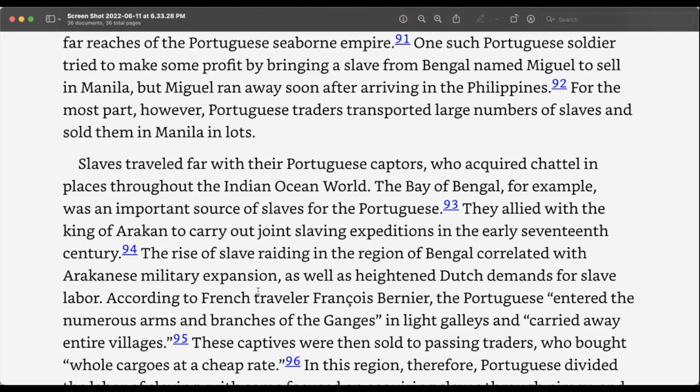Again, these Portuguese entered numerous arms and branches of the Ganges River in India, in light galleys, and carried away entire villages.